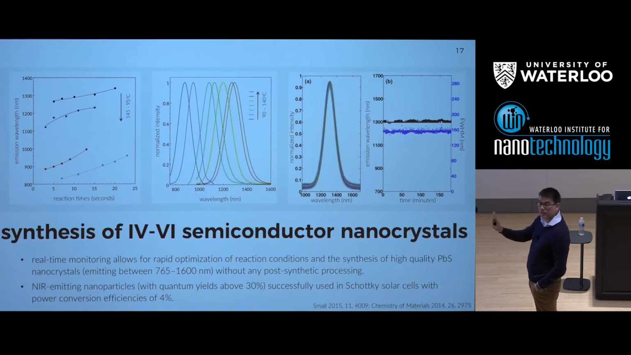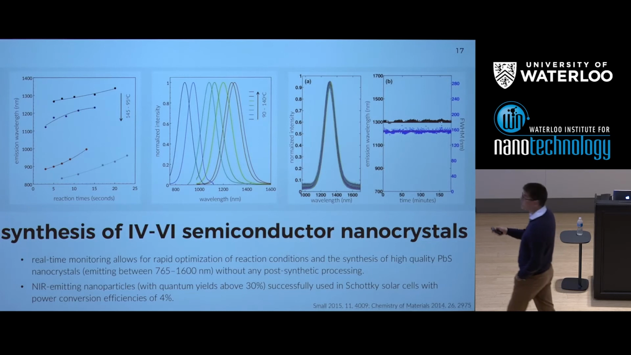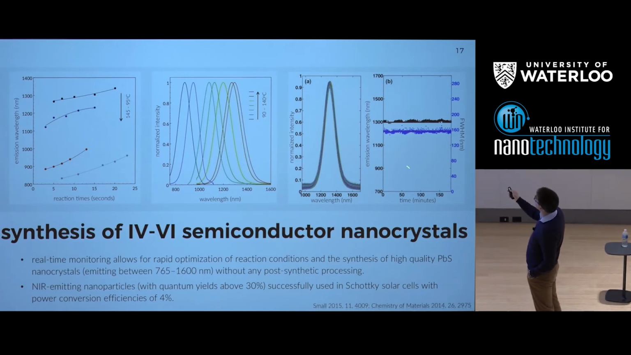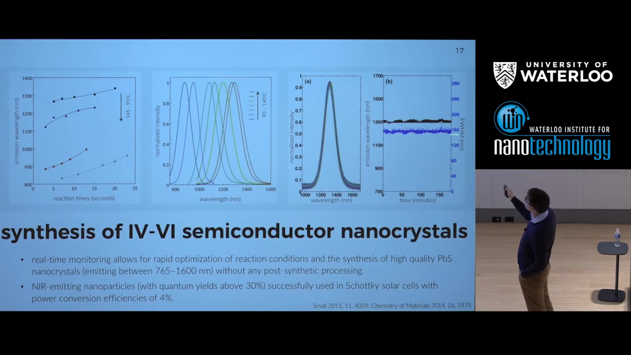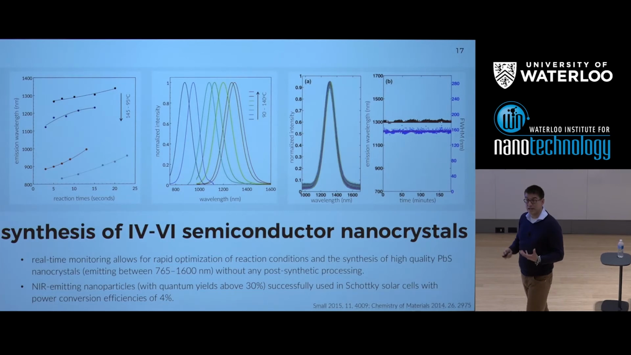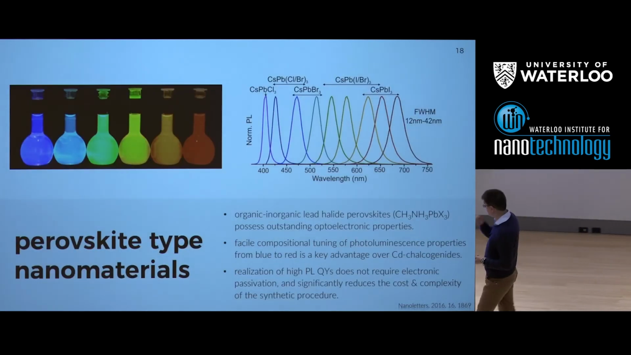So this product that we're creating in this case is incredibly reproducible, something that wouldn't be the case in a continuous flow system, and you can evidence that both through the emission wavelength and also the band edge emission. So these environments, although they're very simple, are really allowing us to make very good quality material.